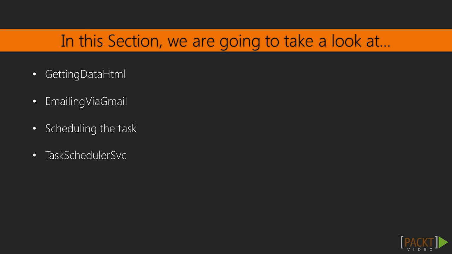In this section we will be writing a Windows scheduling service in Python. We will collect data from the web. We will then transform the data into HTML and then we will email the HTML to ourselves.